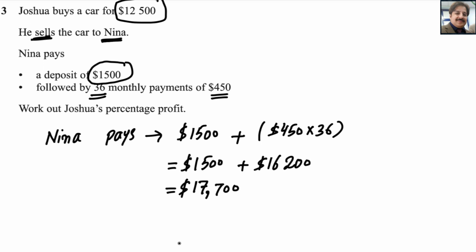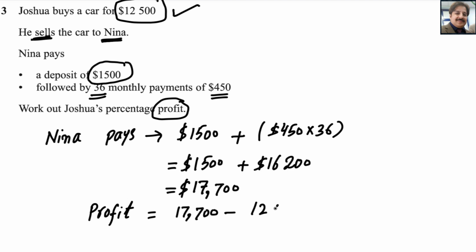We want to find the percentage profit. He bought this car for $12,500 and sold his car for $17,700. So he got the profit. What is the amount of profit? We can get it easily by subtracting this amount from 17,700. So 17,700 minus 12,500 gives you the answer $5,200. So this is the profit.